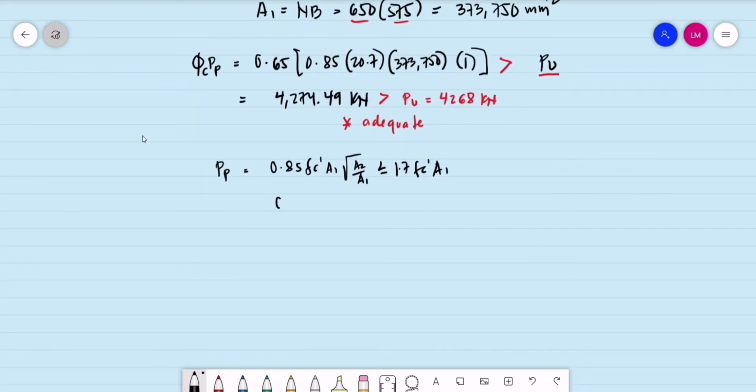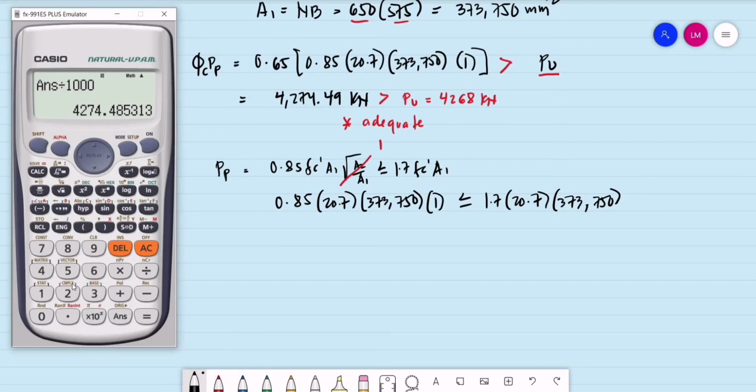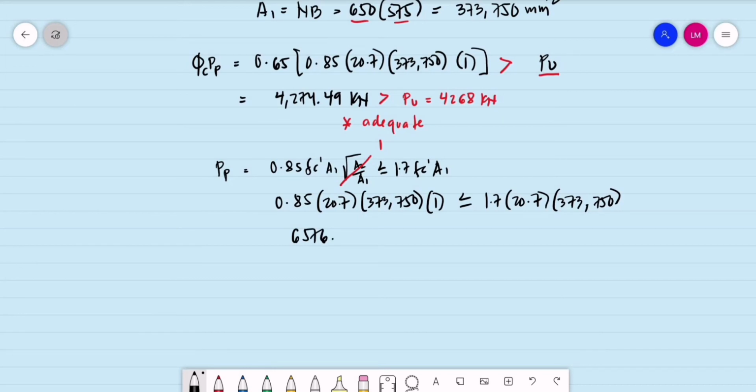So let us just check. We have 0.85 of f'c, which is 20.7. Our actual area 1 is 373,750. Then again, the square root of area 2 over area 1 is simply 1 since they are equal. It should be less than or equal to 1.7 of 20.7, then multiplied by area 1, 373,750. We have 0.85, multiplied by 20.7, then area 1, 373,750. This is again in newtons, so divided by 1,000 is 6,576.13 kilonewtons. Is it less than or equal to this value?